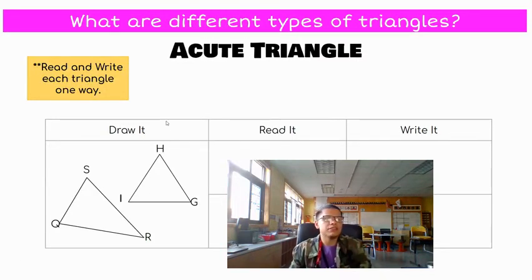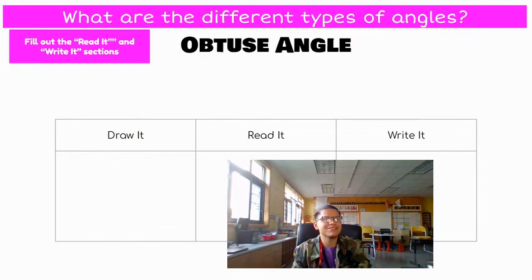Let's take a look at an acute triangle. An acute triangle needs all of the angles to be acute. So this angle right here, angle IHG, or angle H, is less than 90. And this angle is less than 90. This angle is less than 90. All of these angles are less than 90.